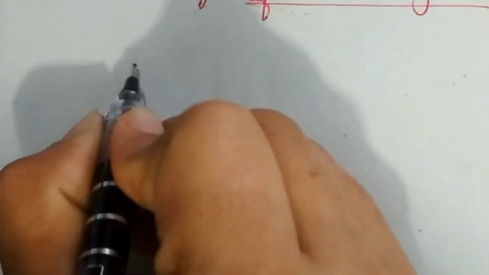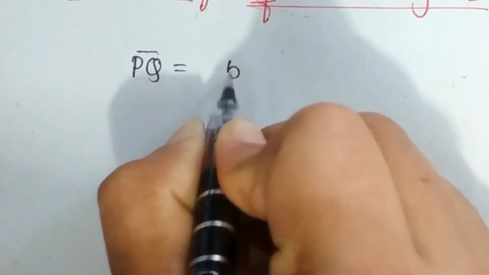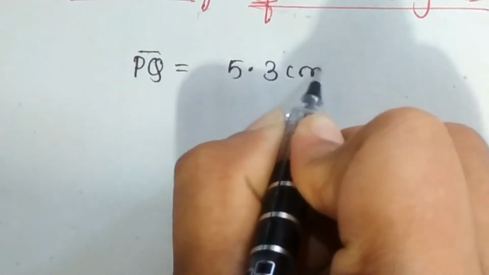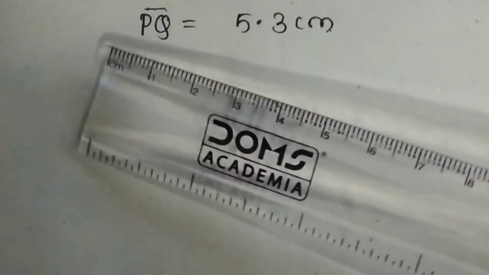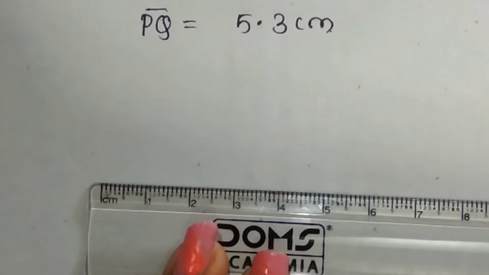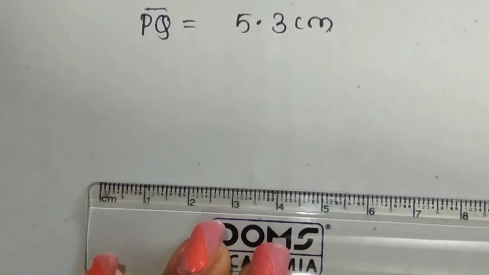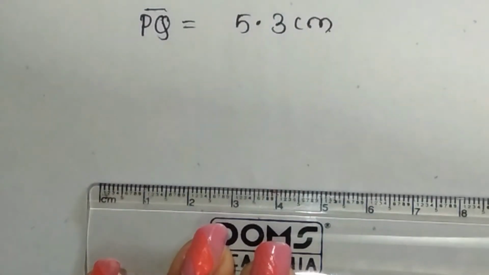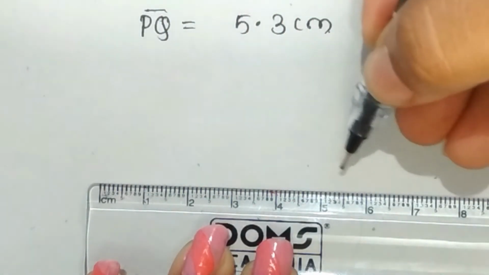Okay, now first of all I will give you a question: draw a line segment PQ of 5.3 centimeter. How should we do it? Take the instrument scale. Here we go. Keep the scale straight, and now you can mark the 0 point. Where is our 0 point on this scale? You can identify here.